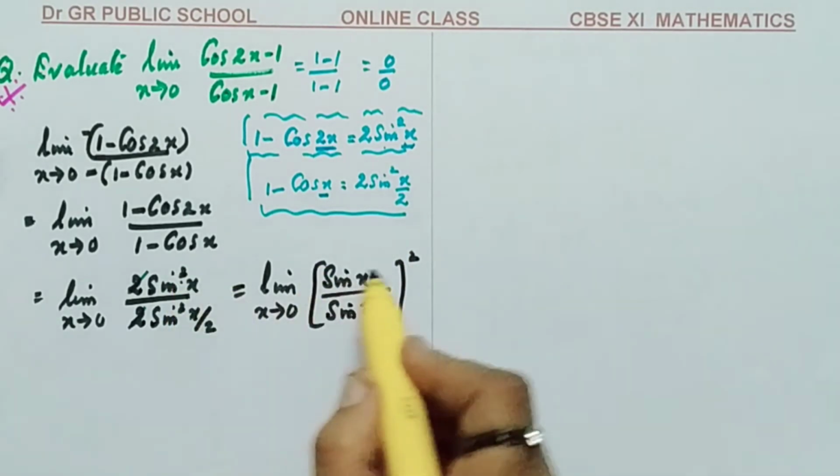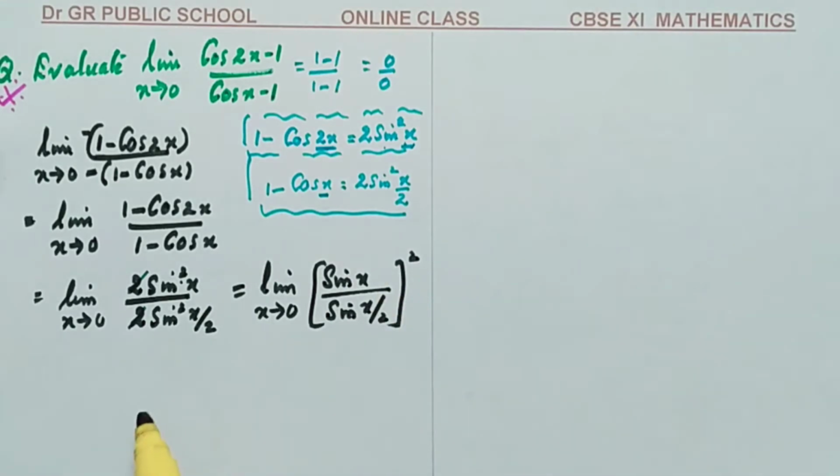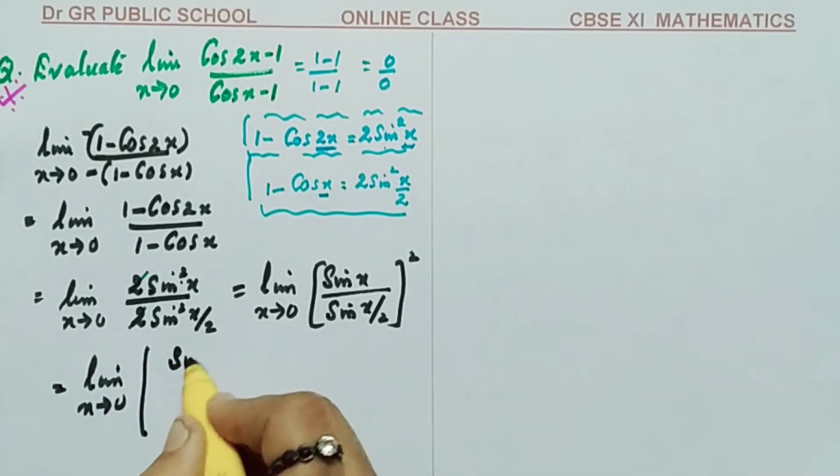sin square x is equivalent to (sin x) the whole square, and sin square x by 2 is equivalent to (sin x by 2) the whole square. So both of them can be included in a single limit. Now, to apply the standard limit, I am going to make an arrangement here as limit x tends to 0, within the bracket, the numerator is sin x.